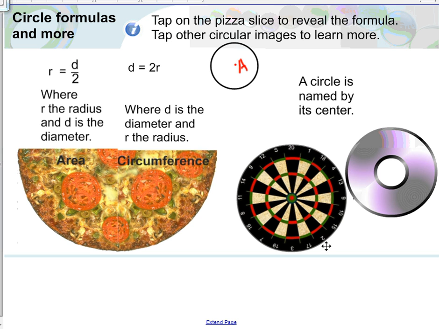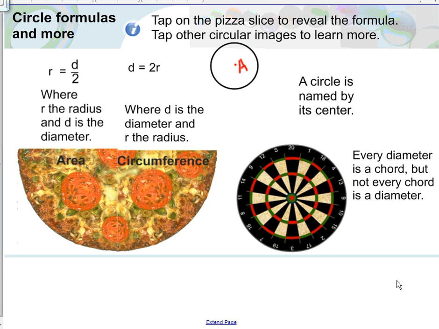All right, next, every diameter is a chord, but not every chord is a diameter. All right, a chord can look something like this. It's a line from one edge of a circle to another. And what they're saying here is that every diameter goes through the center of the circle and is a chord, but not every chord is a diameter, okay? It only goes one way.